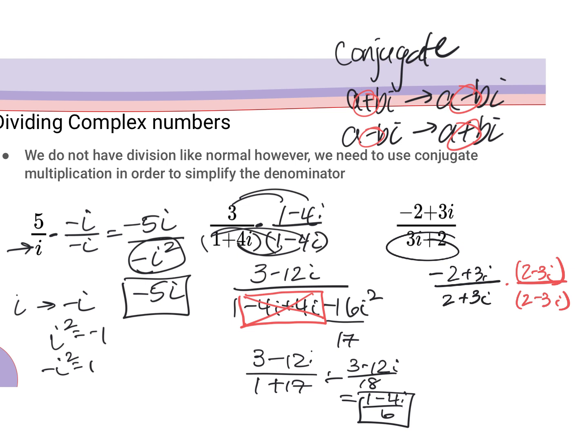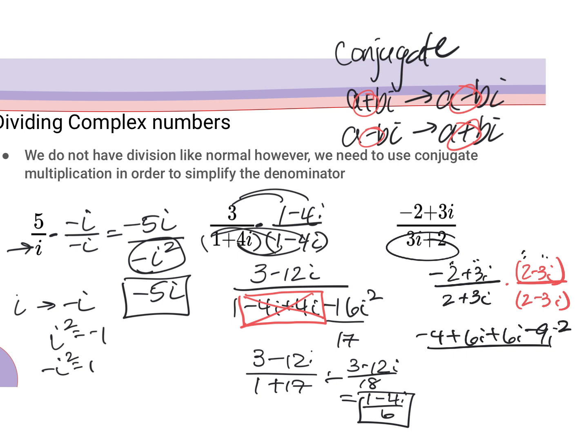And again, the top part looks similar, it's close to conjugates, but for the sake of this, let's actually multiply it out. Negative 2 times 2 is negative 4. Negative 2 times negative 3i is plus 6i. 3i times 2 is plus 6i. 3i times negative 3i is negative 9i squared. So these didn't quite cancel.